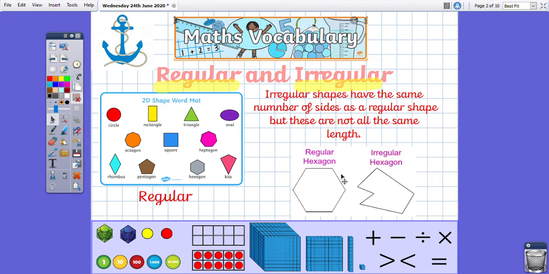So a regular hexagon looks like this because all of the sides are the same, but this shape is still a hexagon because it's still got 6 sides. 1, 2, 3, 4, 5, 6. And it's still a hexagon because it's got 6 sides.